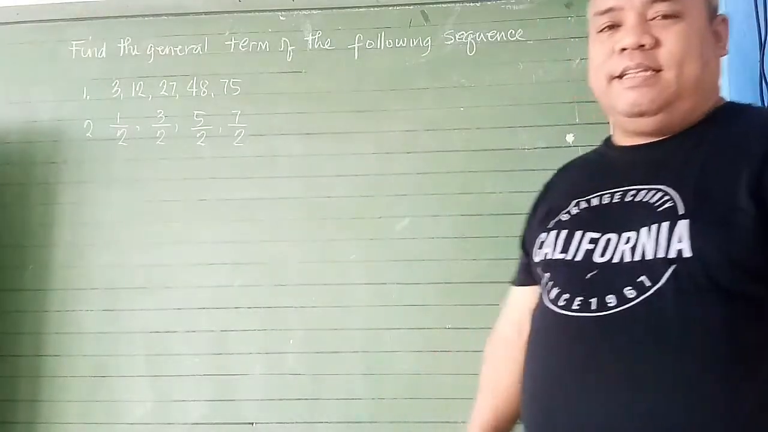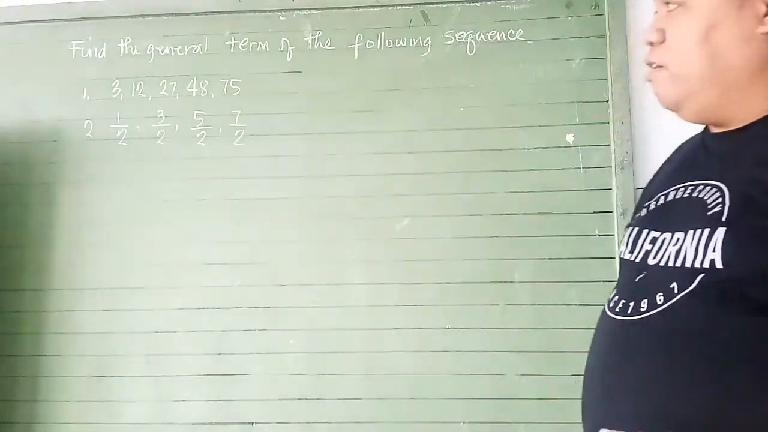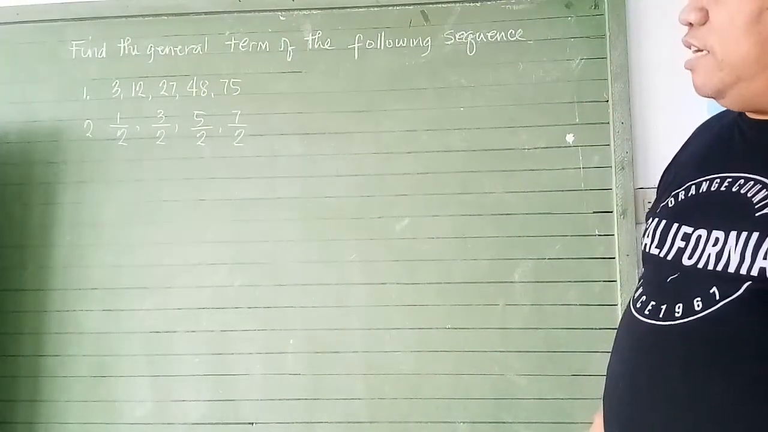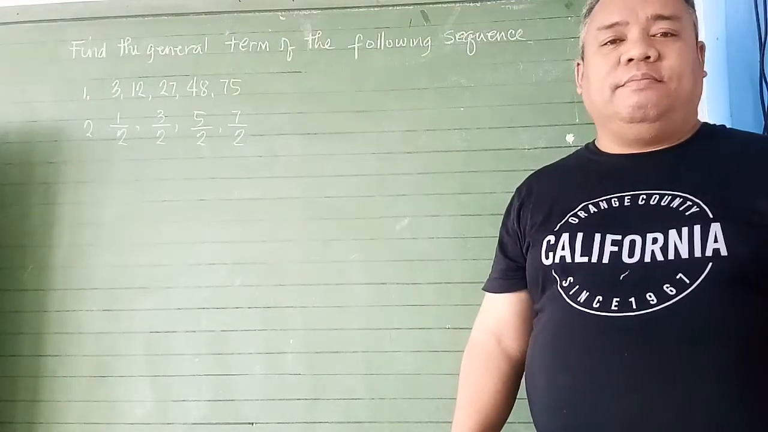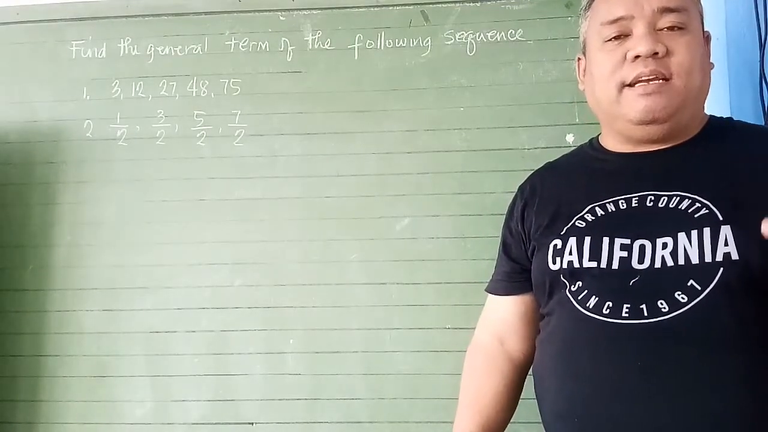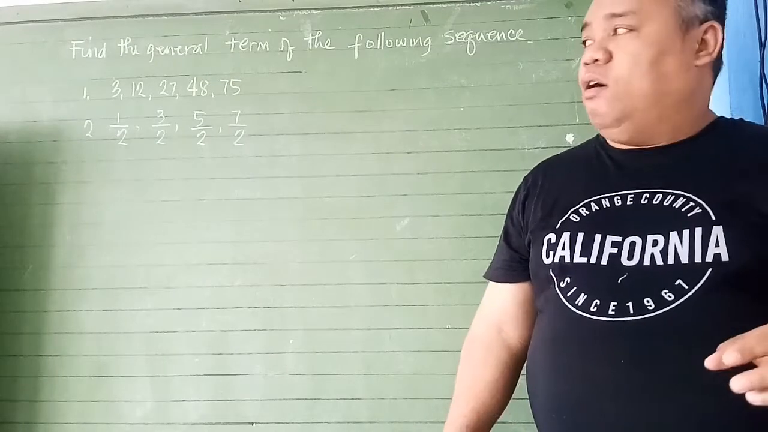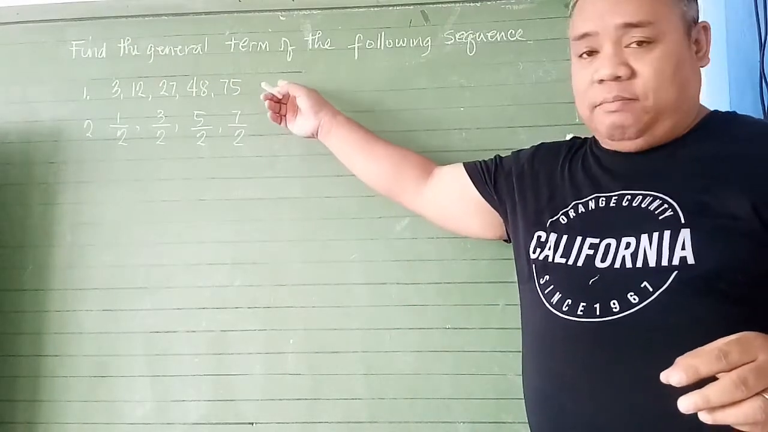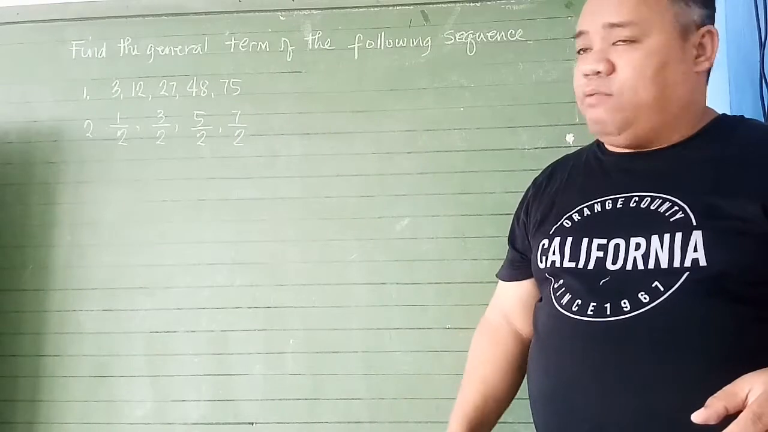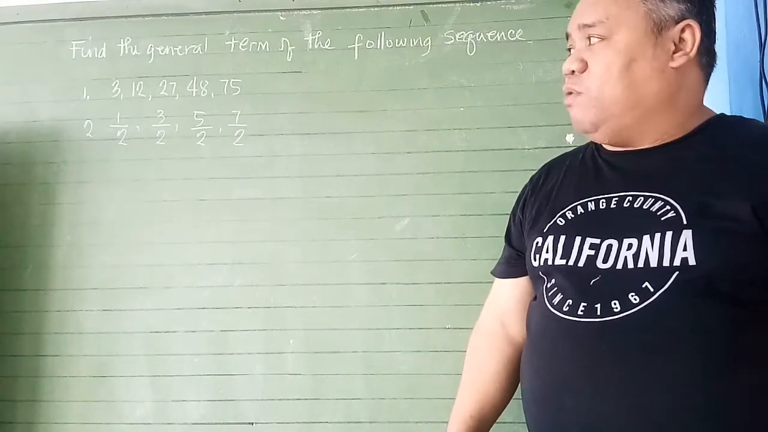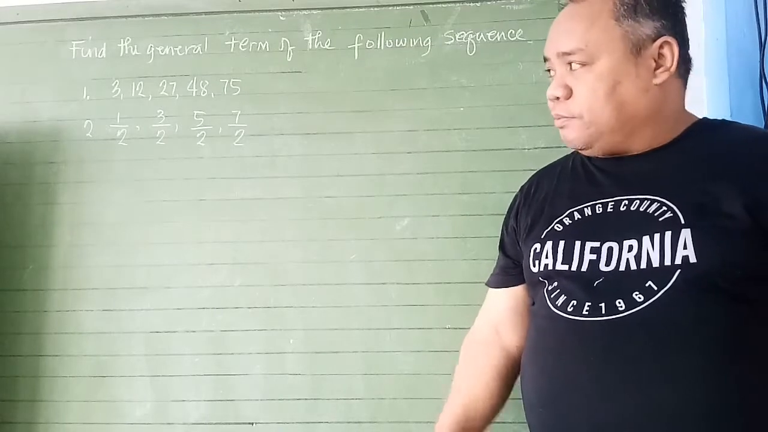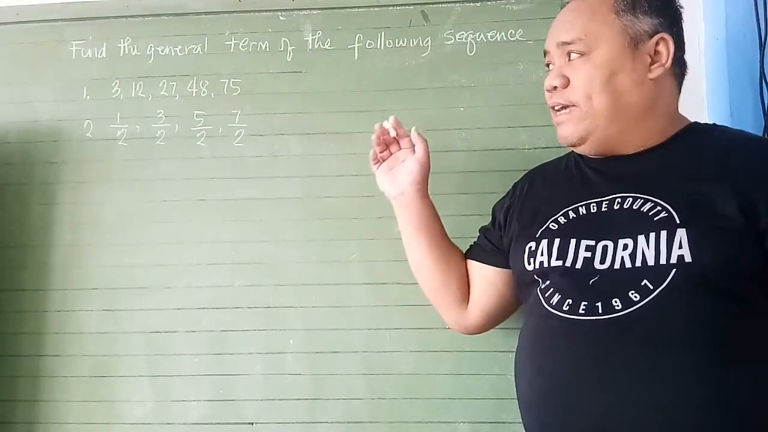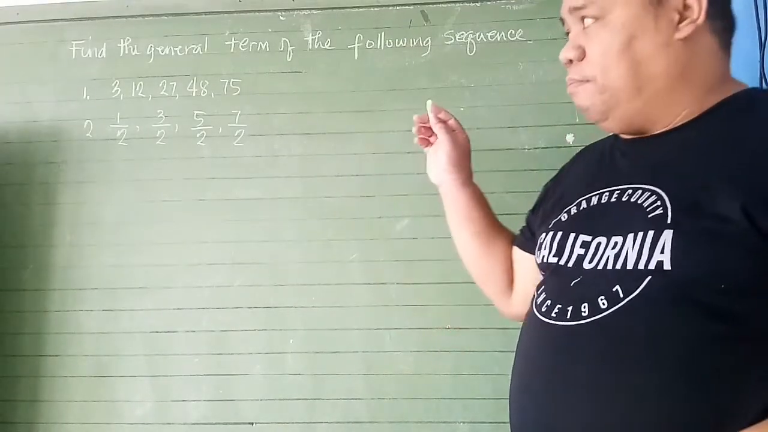So let us begin our discussion for today on how we are going to find the general term of the following sequence. When you say general term, it is synonymous with finding the formula on how this sequence came to be. Let's say in number 1, we have the sequence 3, 12, 27, 48, and 75. Now, the first thing to do is to find the differences of those numbers.